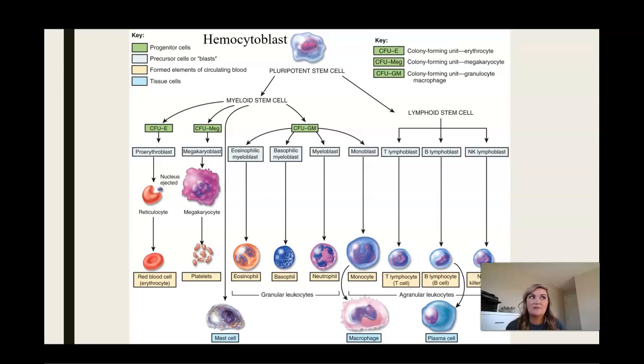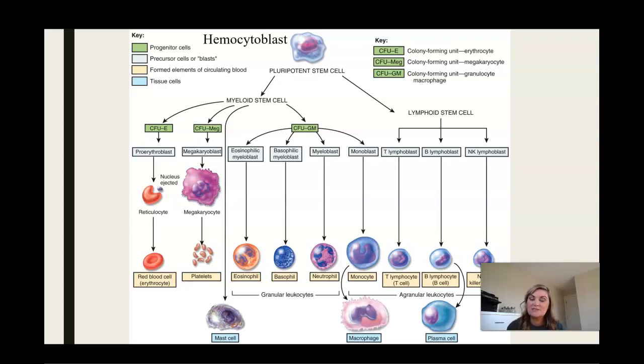If it's exposed to the CFU-GM, then with that colony-forming unit, it is going to either become a eosinophilic myoblast, and then that matures into a eosinophil. It can become a basophilic myoblast, and then that will mature into a basophil. It can become a regular myoblast and turn into a neutrophil, or it can become a monoblast, and then once it matures, turn into a monocyte.